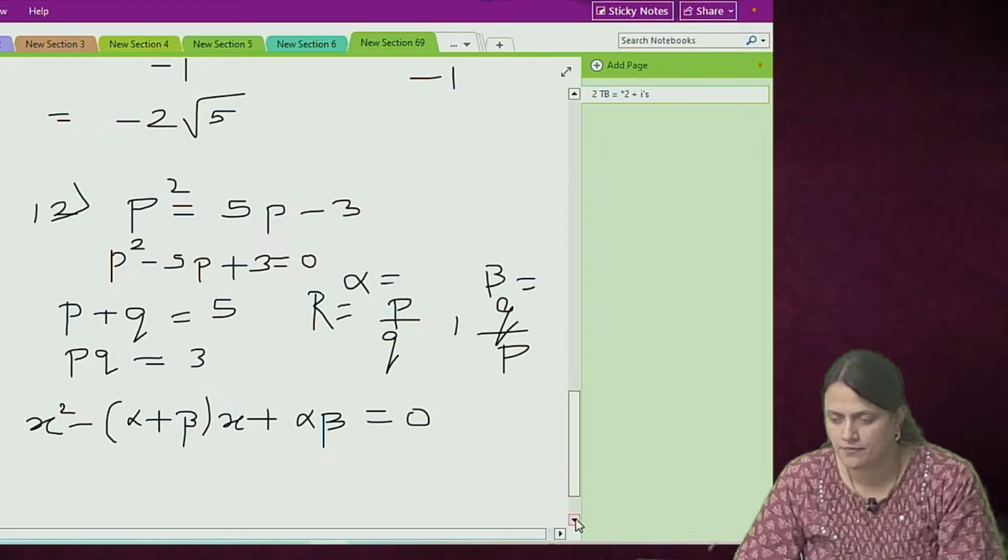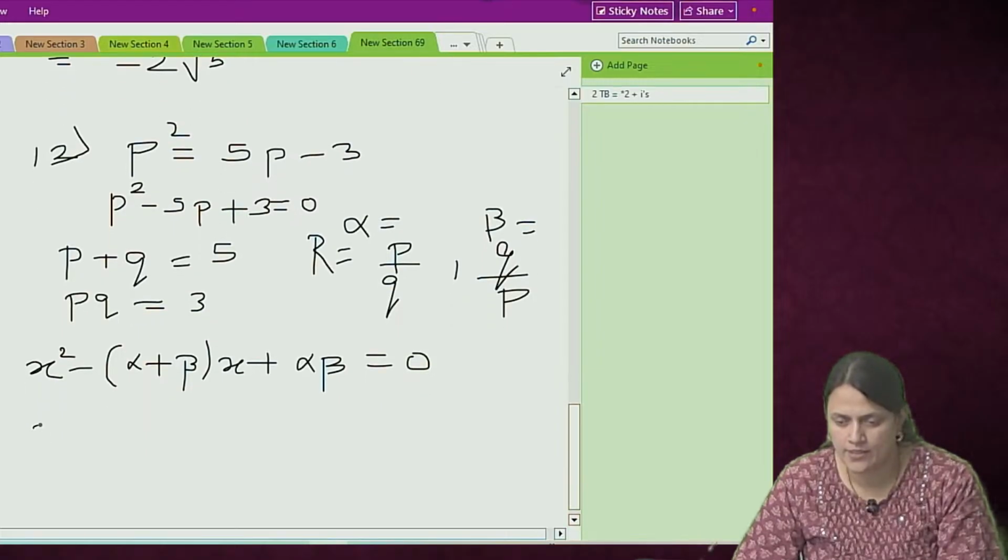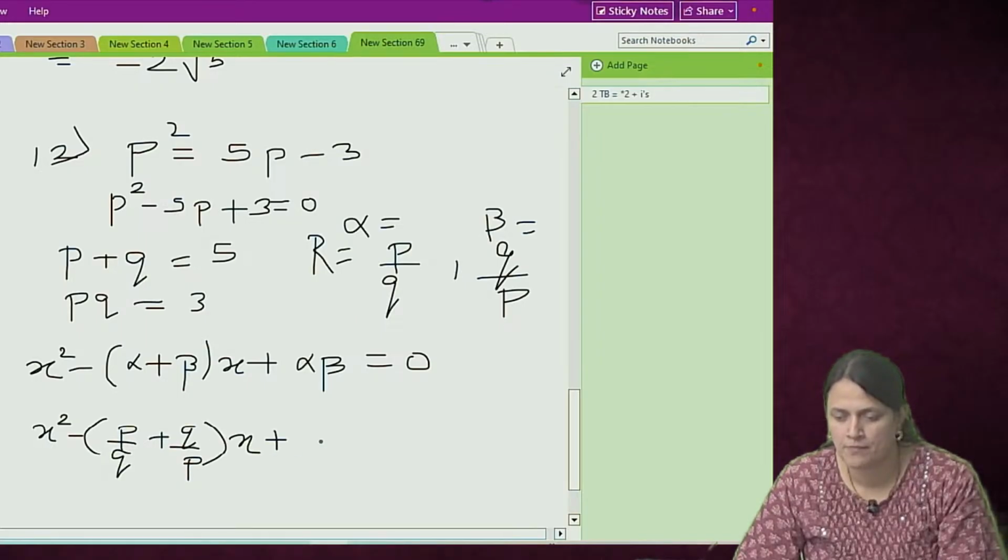So, x square minus P upon Q plus Q upon P into x plus P upon Q into Q upon P.